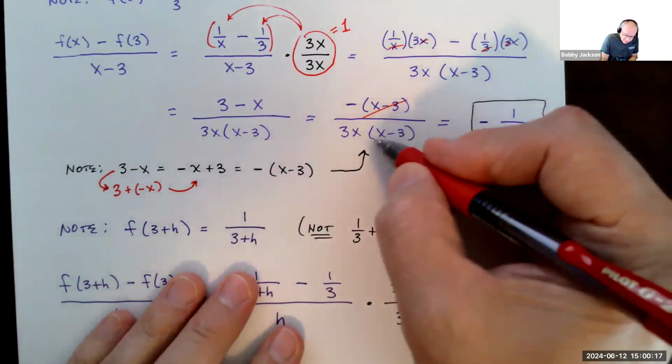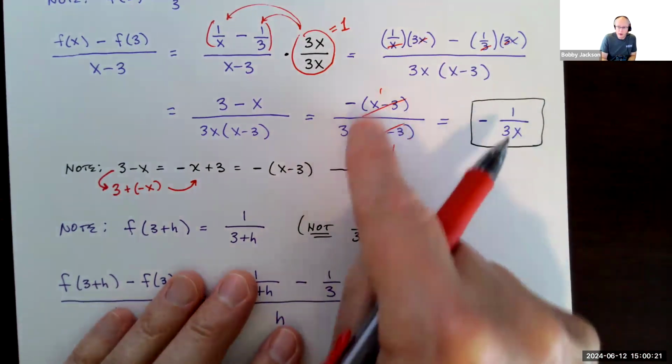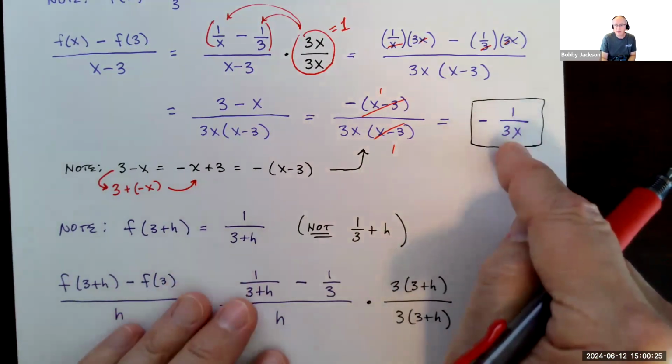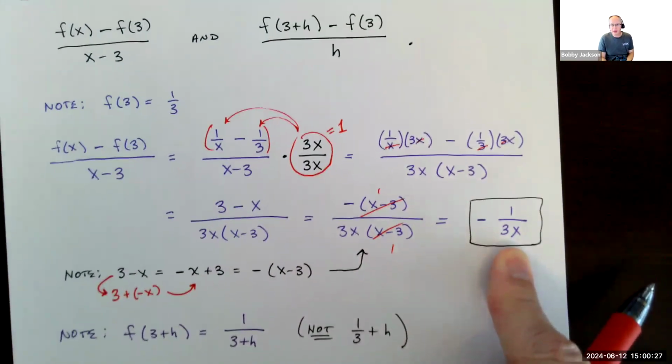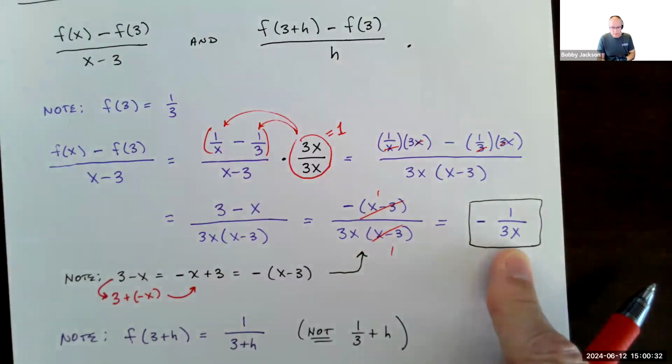So I can factor both of these now, right? And I have top -1 over 3x, which is -1 divided by 3x. Okay? So there's the simplification of this one. Now we have to do this one as well.